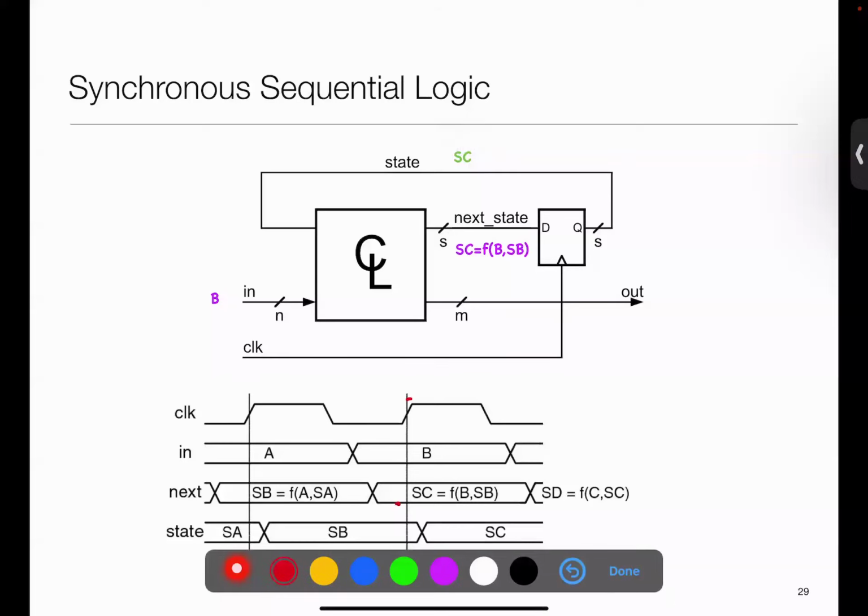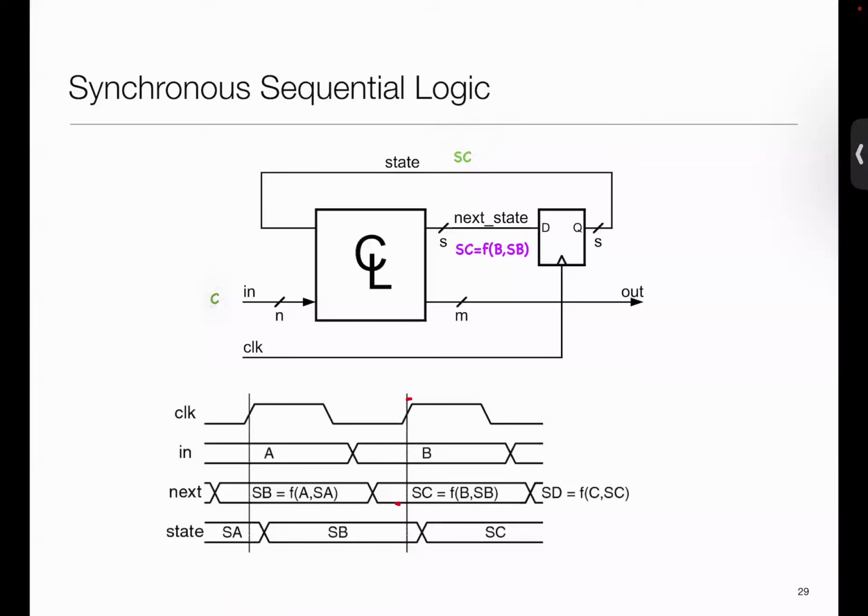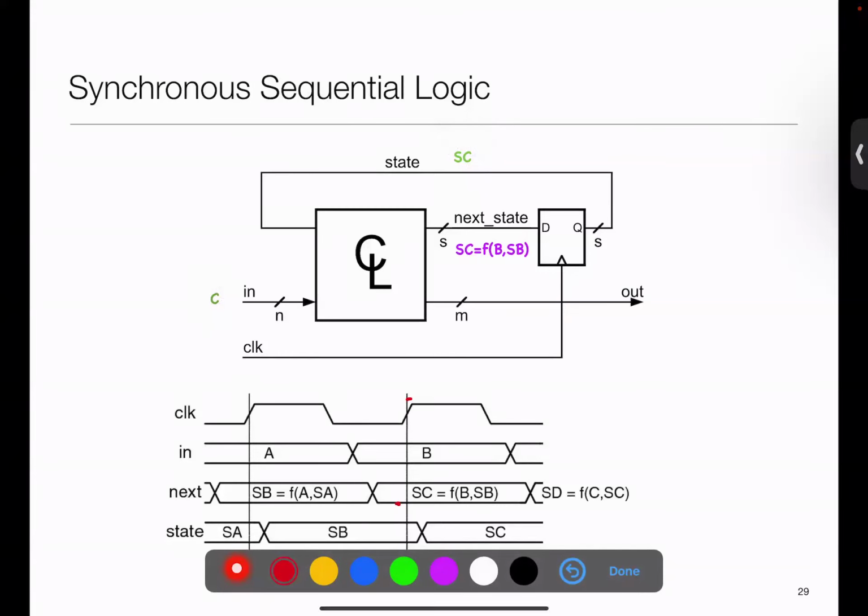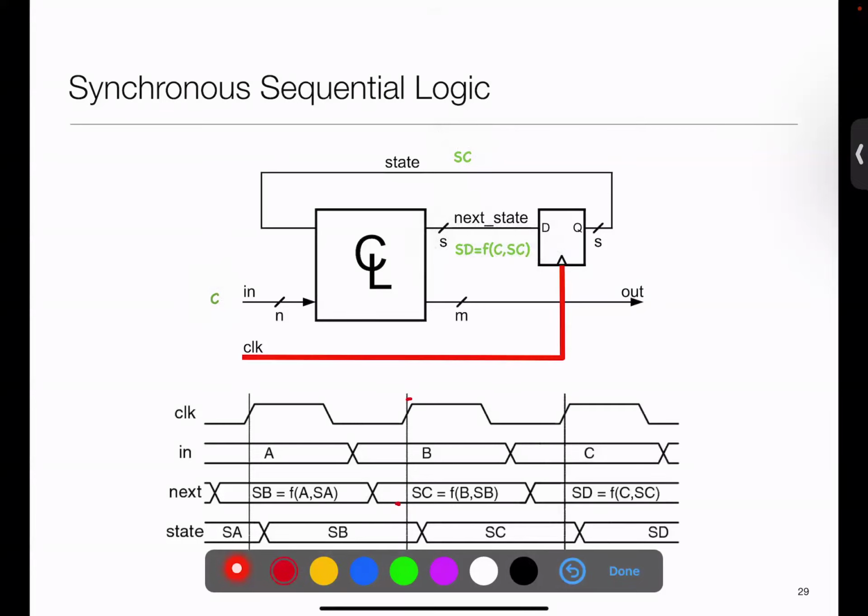So again, SC appears. And in parallel, the outside world is also messing with the input. So C will appear, and the effect of that would be the new state SD, and so on and so forth. So every clock tick, what is happening is that the combinational logic is taking the current value in state and the value in input, and computing the new output, which at the next clock tick reflects onto the state wire out here.